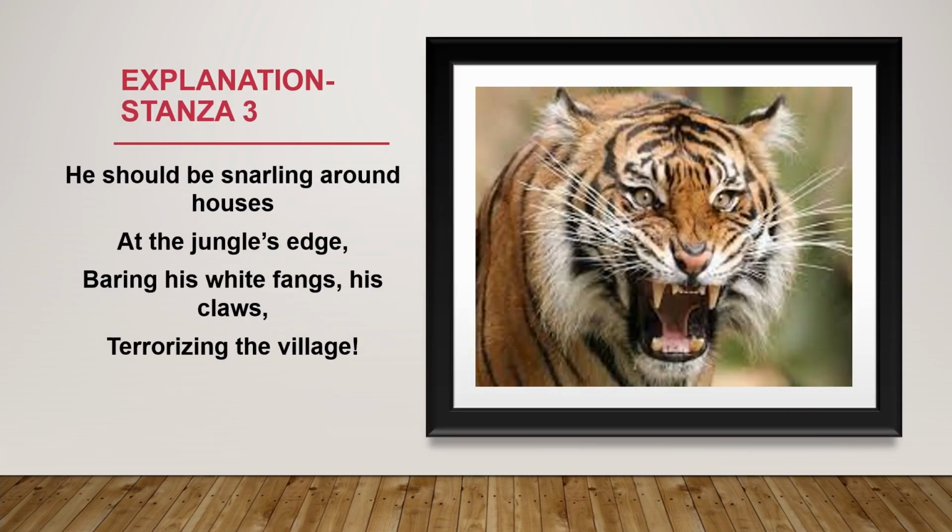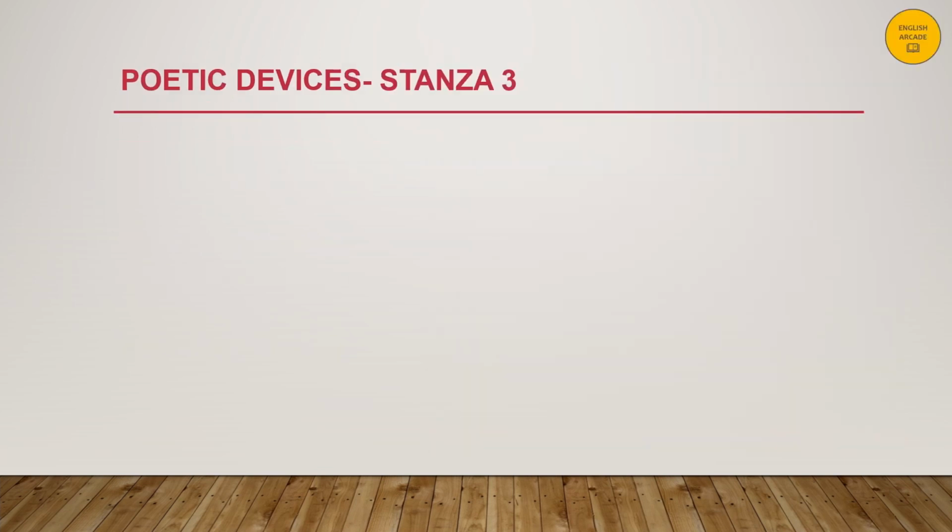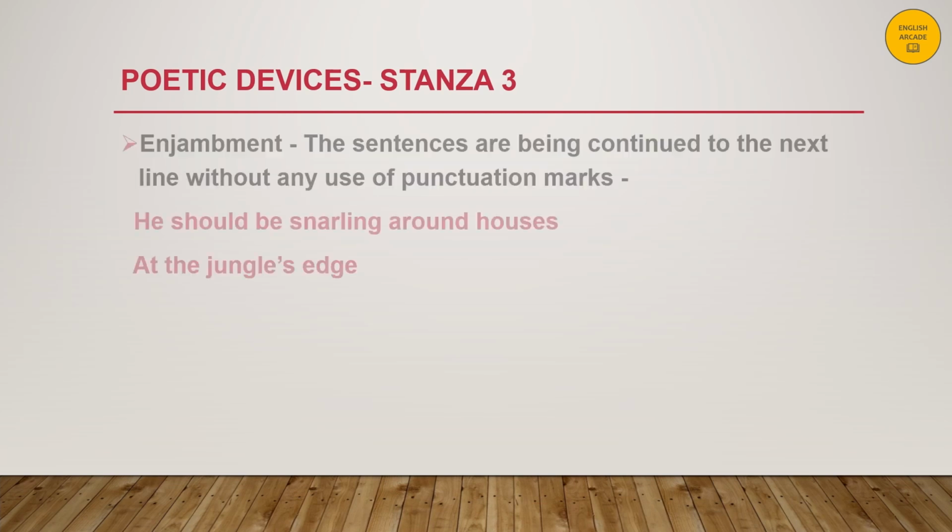He should be snarling around houses at the jungle's edge, baring his white fangs, his claws, terrorizing the village. The poet says that if the tiger was free, he would have snarled around the houses at the outskirts of the jungle. He would also have terrorized the people in the village with his sharp teeth and claws. Poetic devices used in stanza 3.